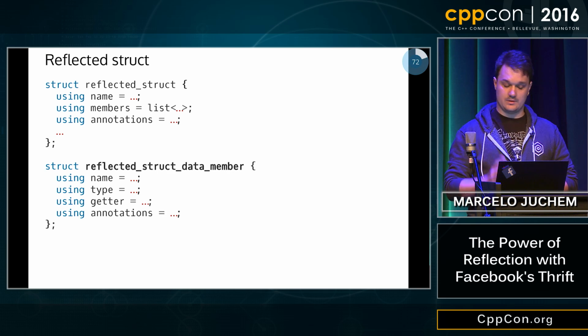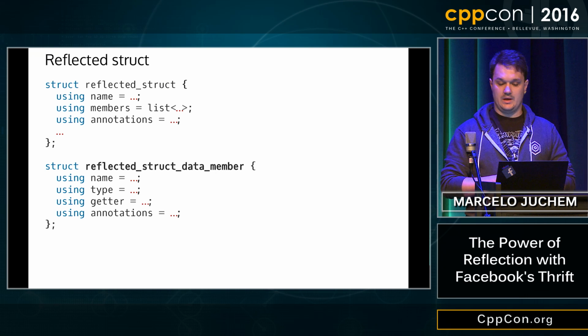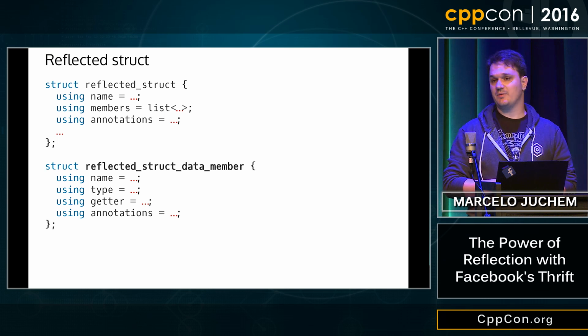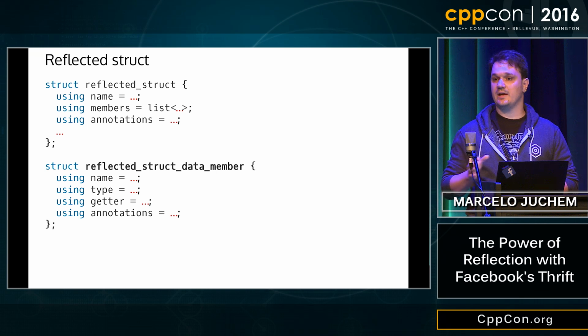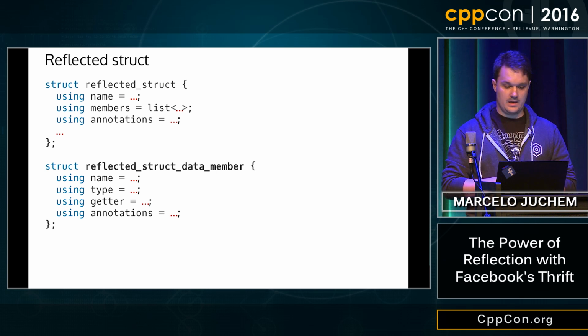And the member descriptors look like this. It's almost the same thing. It tells you the name of the member, not the type, but the member itself. It gives you the type of the member. It gives you a getter function so that you don't have to say x.foo. You can simply say, give me this getter, and I'm just going to use it. I don't care what the name is. I don't care what the identifier is. I'm going to abstract that and write just generic code. And also annotations, just because Thrift allows you to do that.